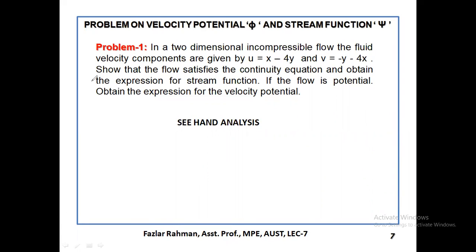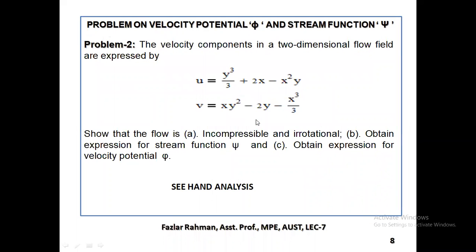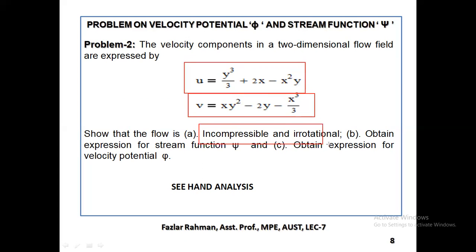Before we solve, let me show you another problem. It's the same thing. It says the velocity components in a two-dimensional flow field are expressed by this relationship. So we have the magnitude, a function of u and a function of v. You need to show the flow is incompressible and irrotational.